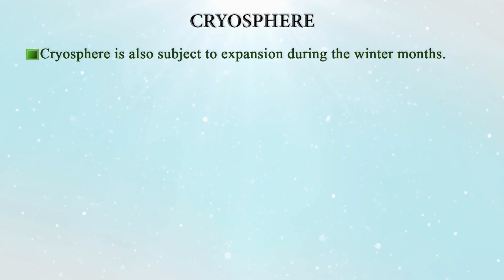So you have studied about oceanic ice masses. Now you should also know that cryosphere is subject to expansion during the winter months. Obviously during the winter months, when the temperature is very cold below the freezing point, lots of water freezes, and so there is expansion during winter months, and there is a contraction or the cryosphere is reduced in the summer months. So cryosphere is subject to fluctuation during different seasons.